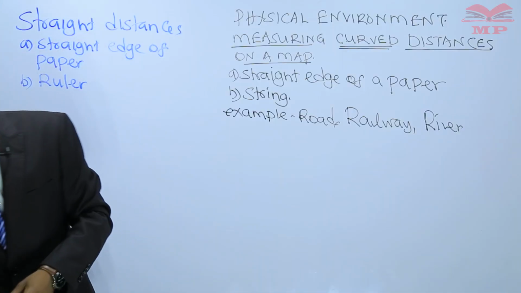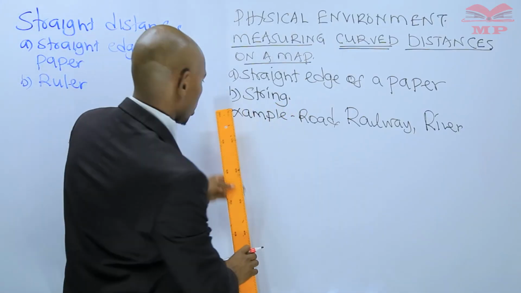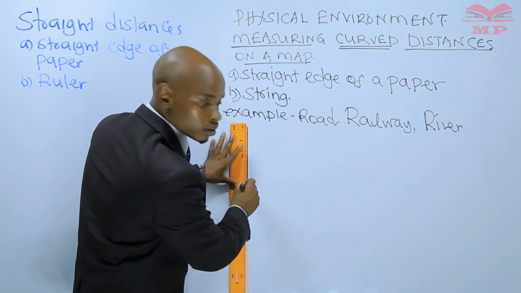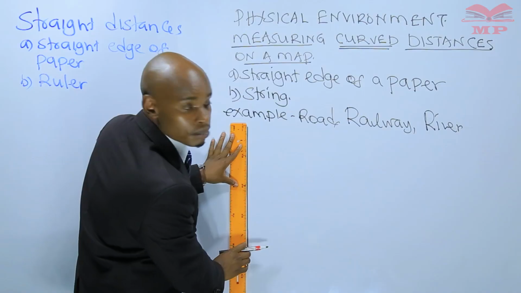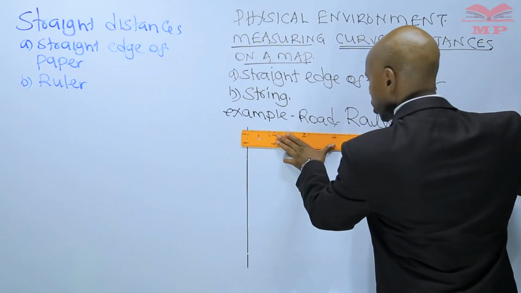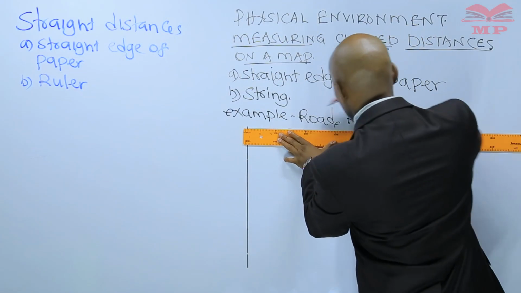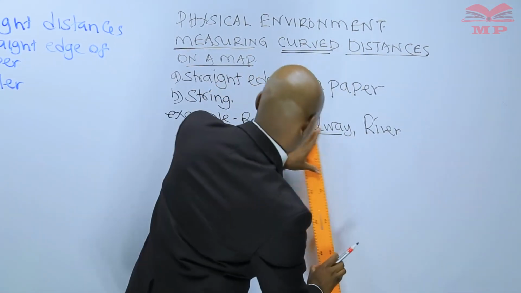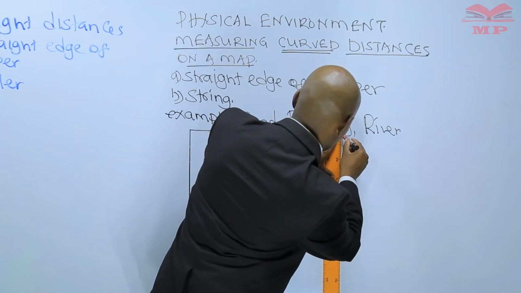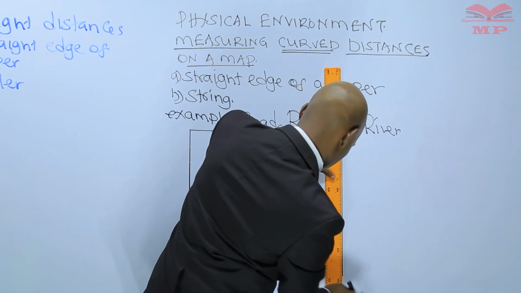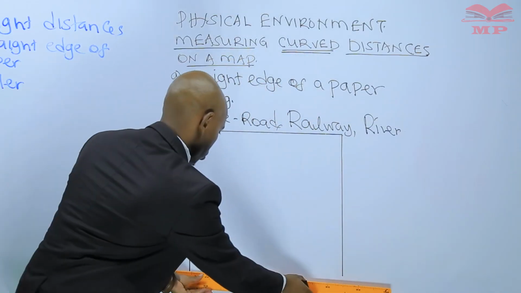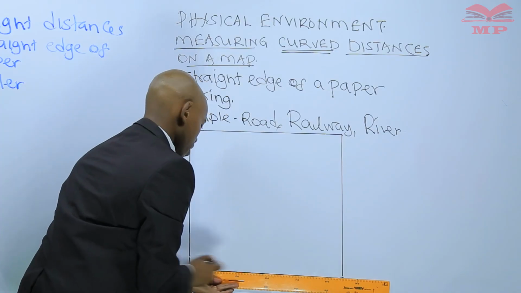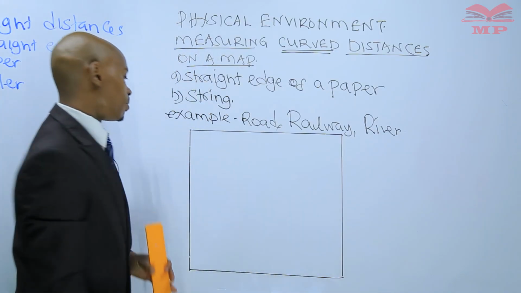So we must have a simple example of a map so that we can demonstrate. Given that this is our map over here, our concern is all about curved distances.